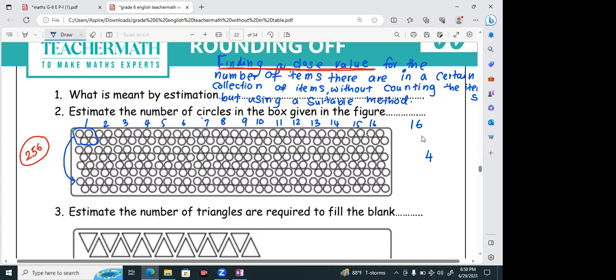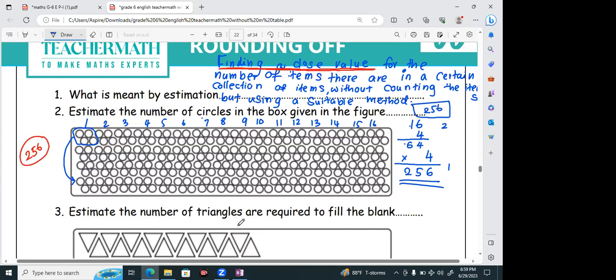Then multiply this by 4. 4 times 6 it is 24. 2 remaining. 4 times 1 is 4, plus 2 it is 6. Then multiply 64 also by 4 because there are 4 circles in the 1 unit. 4 times 4 it is 16. 1 remaining. 4 times 6 it is 24 plus 1 it is 25. That means there are 256 circles. Okay, very easy, no? Without counting.